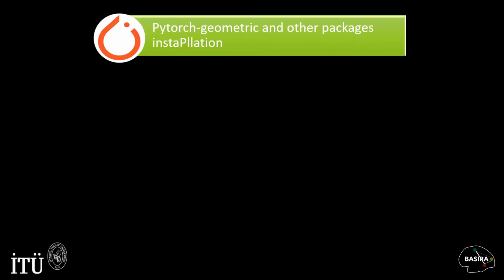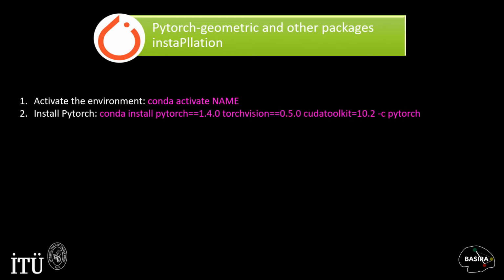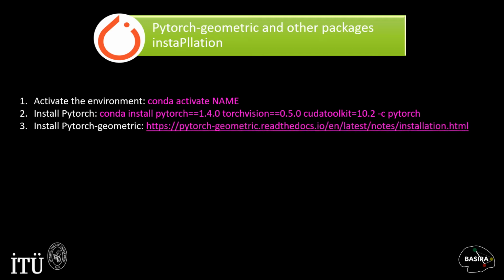Next, to install PyTorch, you first need to activate the environment you created by typing the following command in the Anaconda prompt. Install PyTorch using these commands. In this example, we use PyTorch 1.4.0. If you don't use CUDA or use a different version, type cpuonly instead of cudatoolkit=10.2, or write your CUDA version instead of 10.2, and install PyTorch Geometric following the instructions in this link.